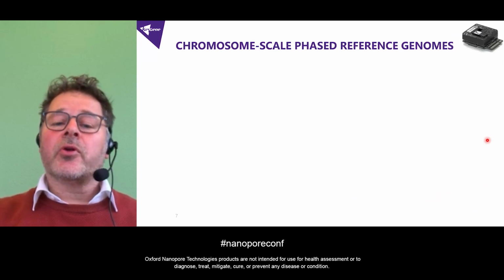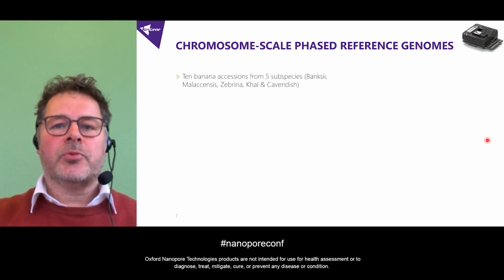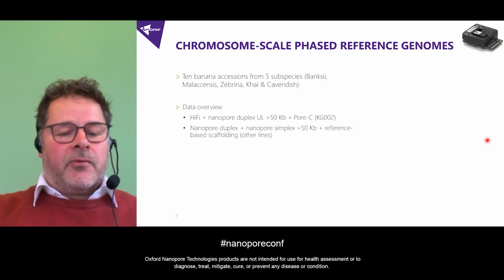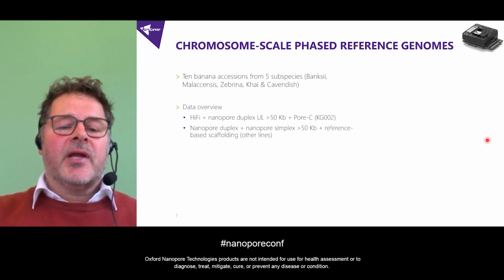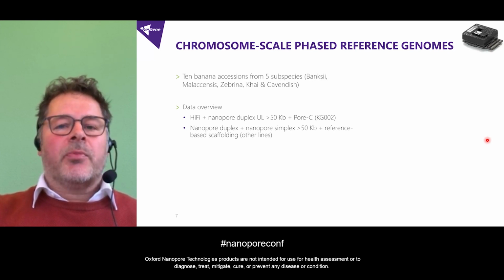Here I will focus on the chromosome scale phased reference genomes. So we selected 10 banana accessions from 5 subgroups. For 1 accession we generated HiFi data and Nanopore duplex ultra-long data in combination with Pore-C data.